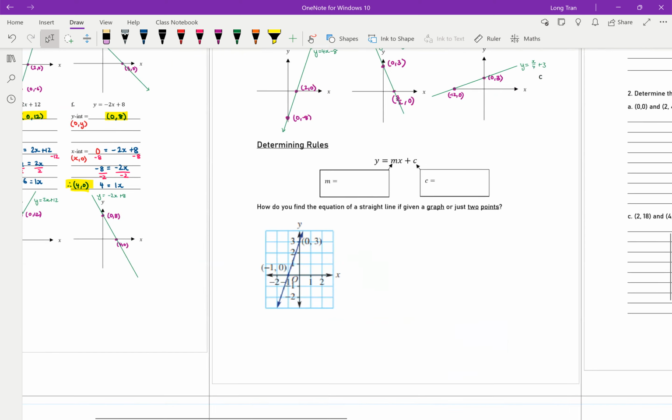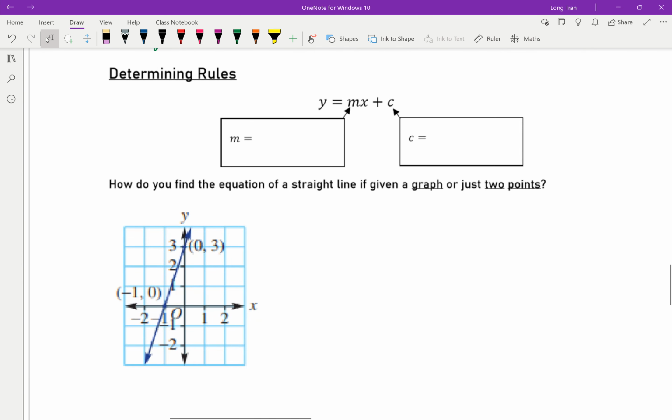Now let's recap. y = mx + c. We know that this is the rule for only linear equations. Now, what is linear again? What does linear mean? Straight line. Straight lines, very good. So it's only for straight lines that this is the correct rule.